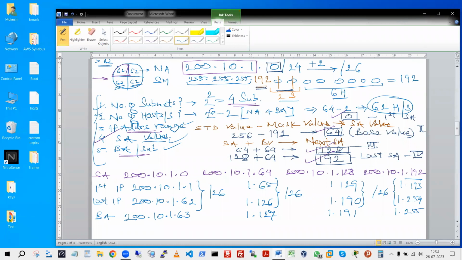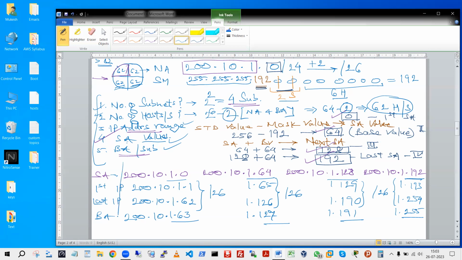Yes. With this mask value, /26, you can only use these values: 1.0, 1.64, 128. You can only use them, right? The system will throw an error. So these are the subnet address values. Similarly, with this mask value, you can only use these values: 1.63, 127, 191, 255. These are broadcast. Right? So per subnet, two values are reserved. That's why we are doing -2. This -2 we have given here. These are the network address and broadcast address.